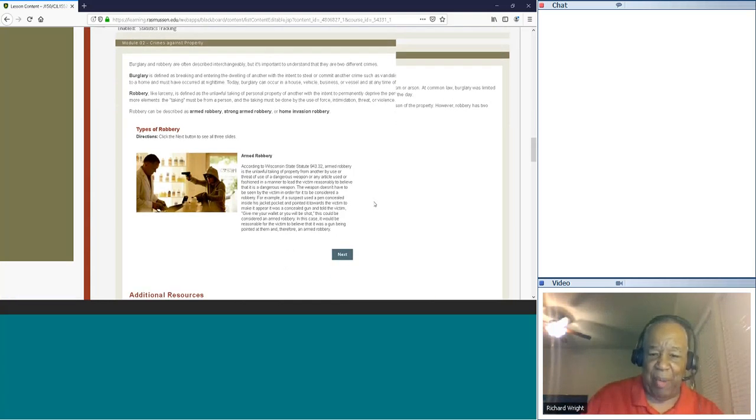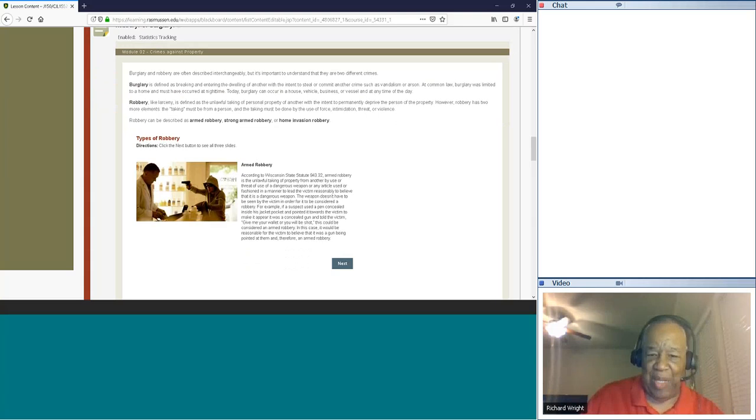So now let's talk about armed robbery for a minute. Very simple. Here's a good example: gun, knife. The point of the matter is you use a weapon. If a suspect used a pen concealed inside his jacket and pointed it at the victim to make it appear to be a concealed gun and says, give me your wallet, this is armed robbery because the individual does not know what that is.